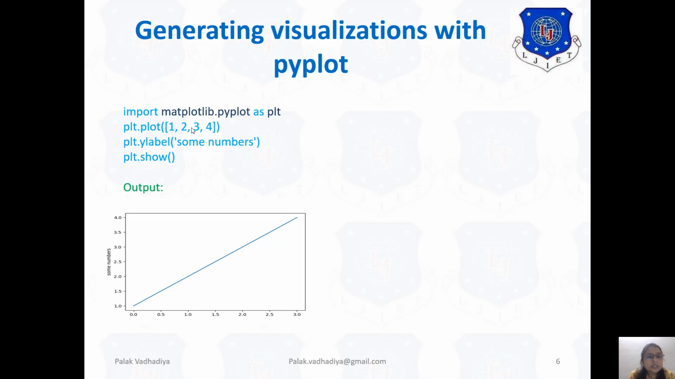plt.plot([1, 2, 3, 4]). This statement indicates that this is the data of your y-axis. Here 1, 2, 3, 4 is my y-axis because I have specified only one data. Then I use one extra command, plt.ylabel. This indicates that I'm going to provide a label to my y-axis. So plt.ylabel is some numbers, and plt.show displays the graph.